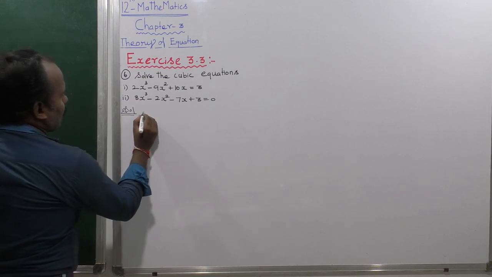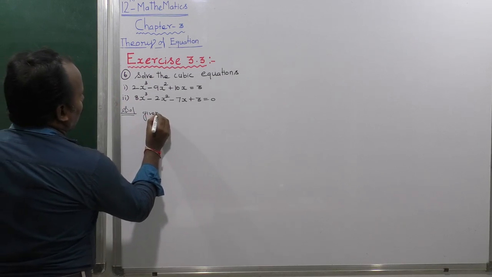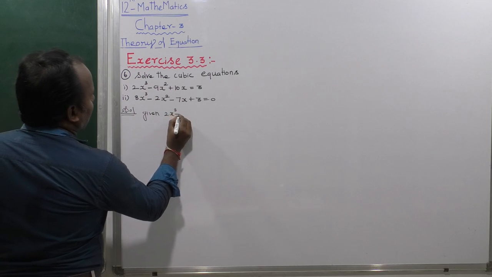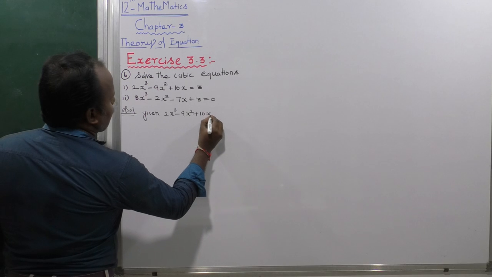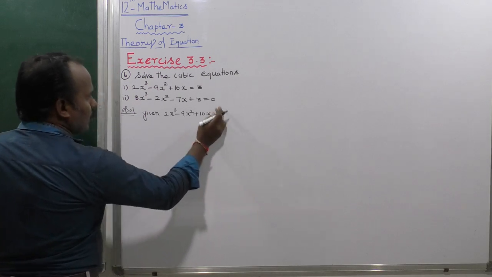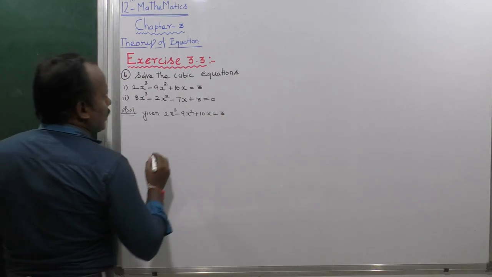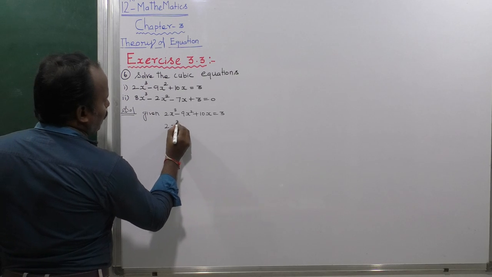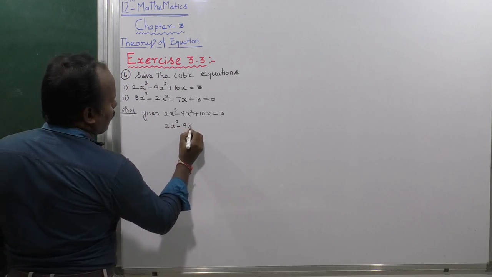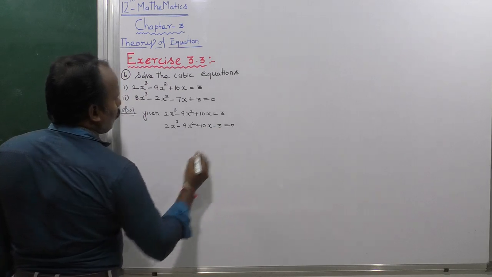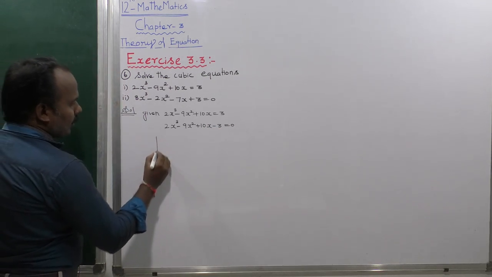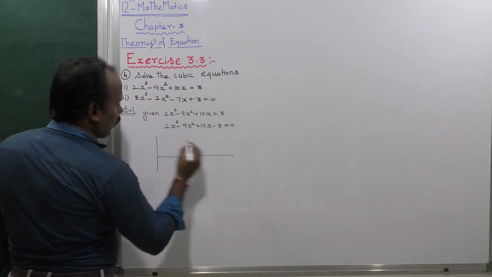So, the first equation given, 2x^3 minus 9x^2 plus 10x is equal to 3. Moving this to the right side with a minus sign, x^3 minus 9x^2 plus 10x minus 3 is equal to 0. To follow the synthetic division method, this one is only easy.